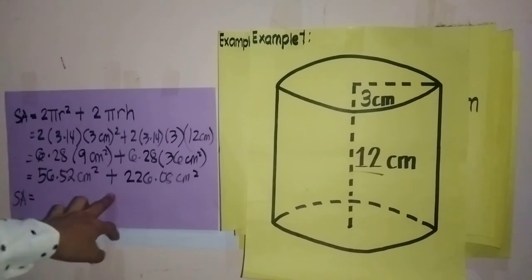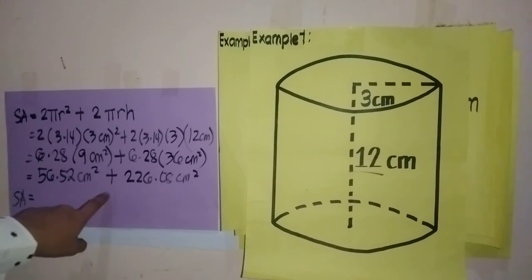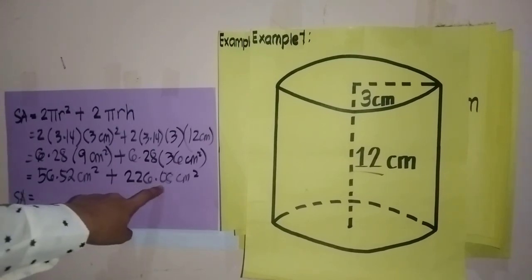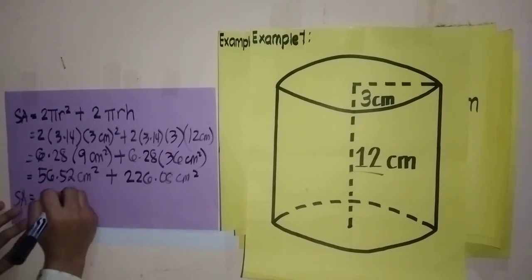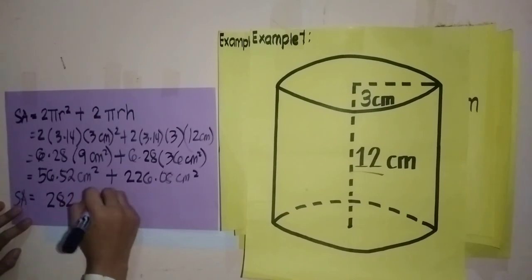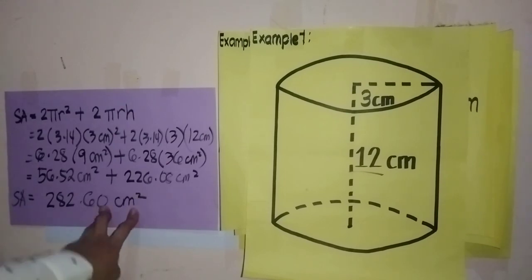So in getting the surface area, we have to add 56.52 square centimeters plus 226.08 square centimeters is equal to 282.60 square centimeters. So the surface area of a cylinder is equal to 282.60 square centimeters. So that should be all, and I hope you learned from my discussion.